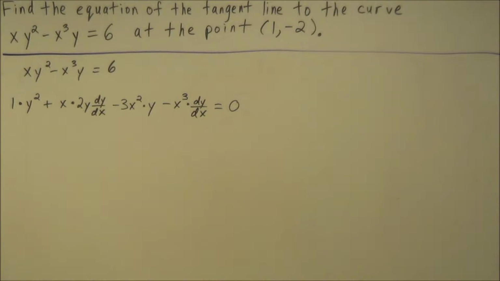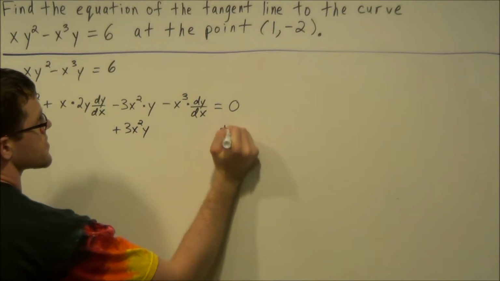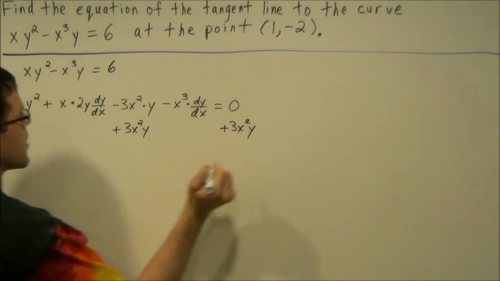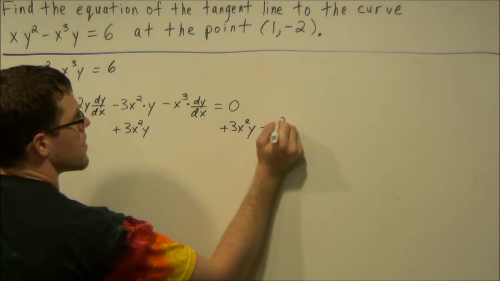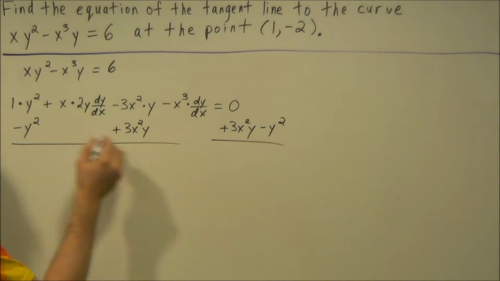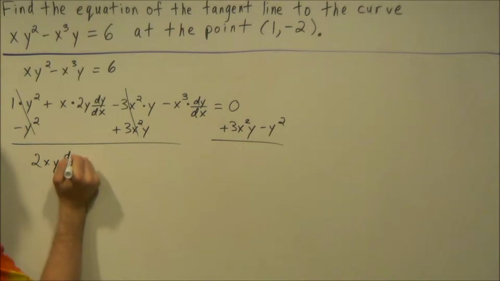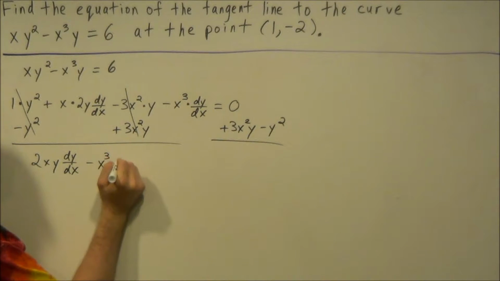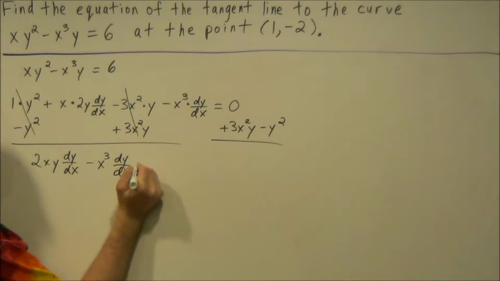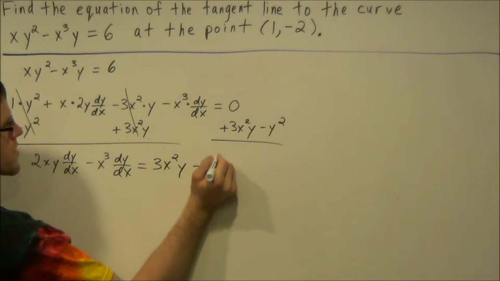At this stage of the problem, we have to move the non-dy/dx terms over to the other side. We can add 3x squared y on both sides, and we can also subtract y squared on both sides. On the left-hand side, these two terms will cancel, and now we'll just rewrite this. This is 2xy dy/dx minus x to the third dy/dx equals 3x squared y minus y squared.